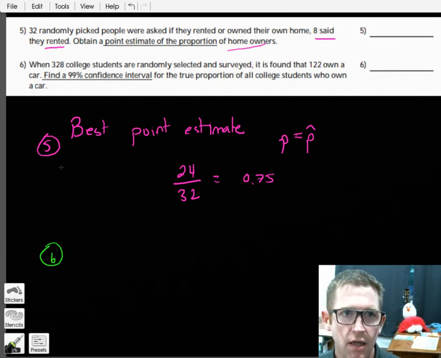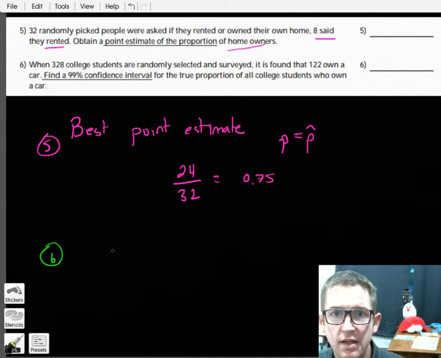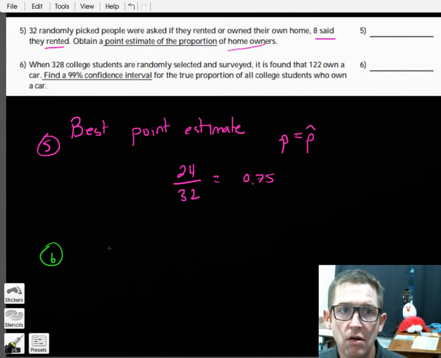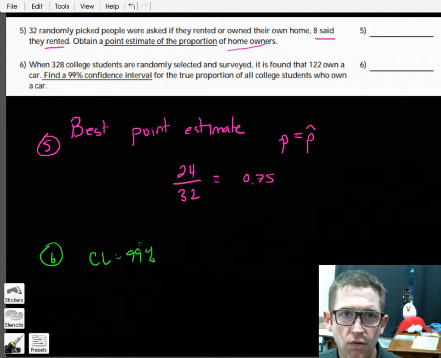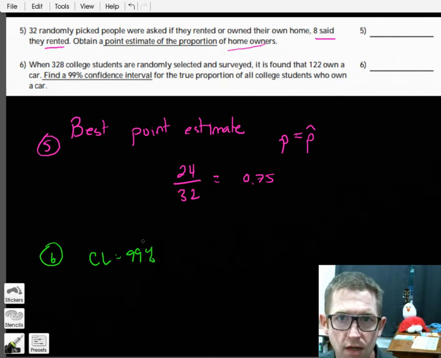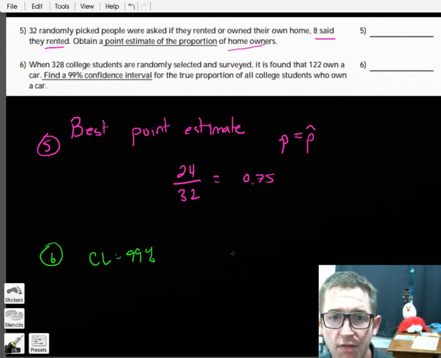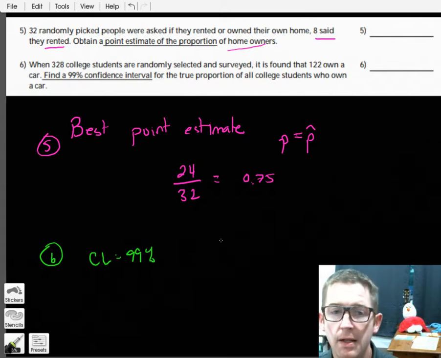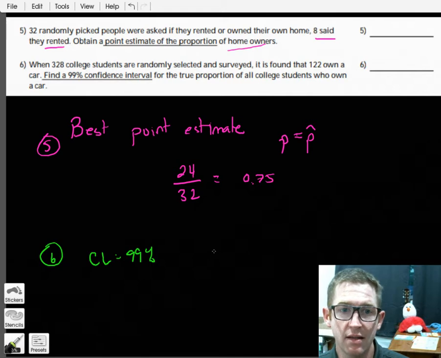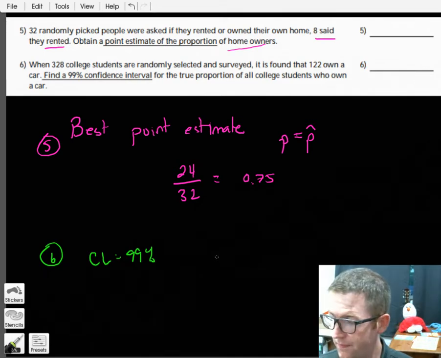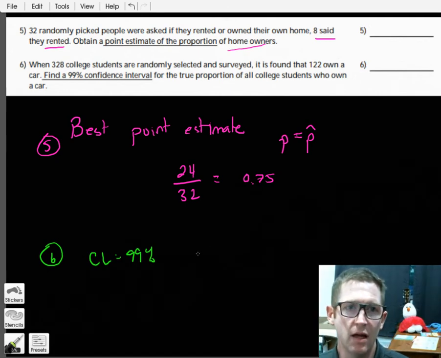Number 6. When 328 college students are randomly selected and surveyed, it's found that 122 own a car. Find a 99% confidence interval for the true proportion of all college students who actually own a car. And a confidence interval is going to be a lower and an upper number. So we can use our TI calculators here to calculate this confidence interval. You could also use the formulas from the formula sheet. I would rather use the calculator.